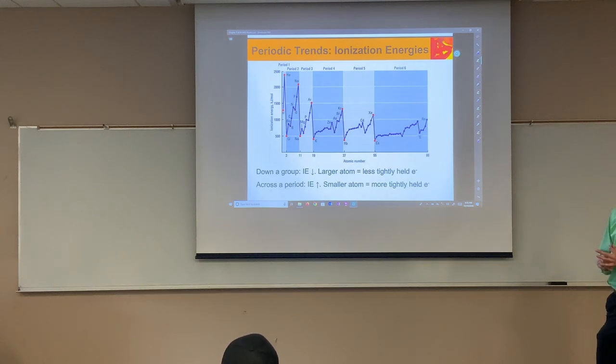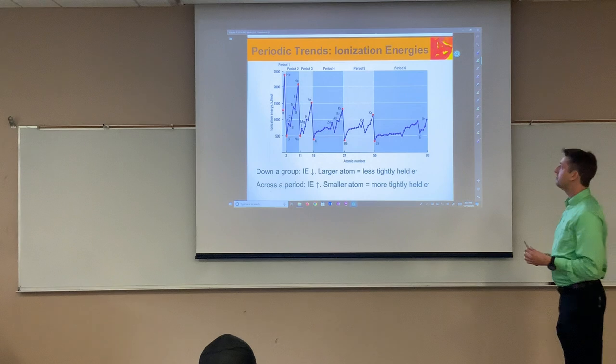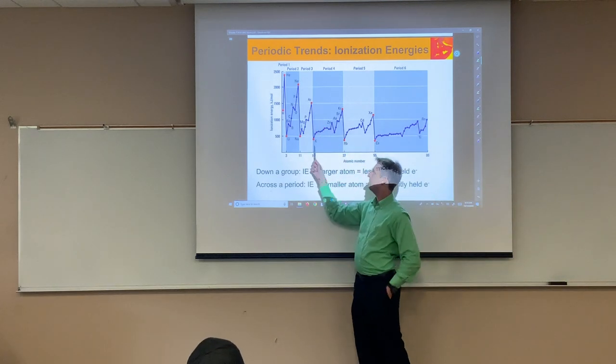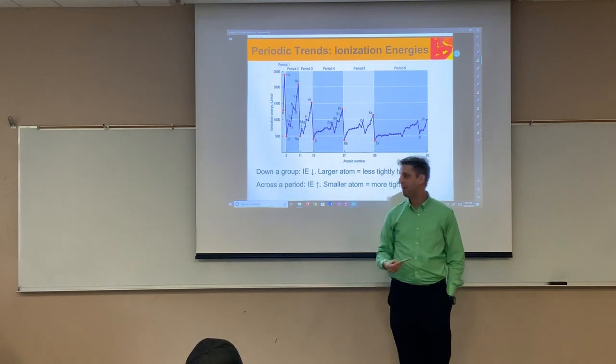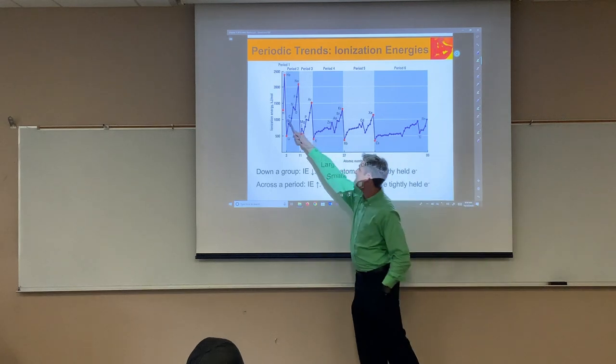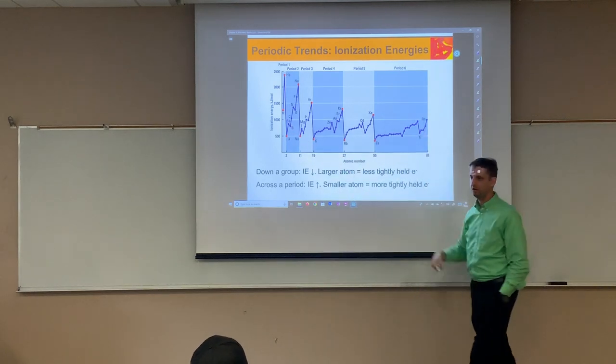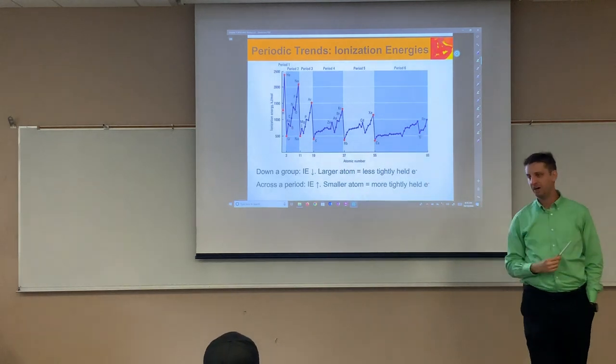Sorry, I still don't understand. Why are those... Oh, the dips are occurring as it jumps from a noble gas to the other side? From here to here? Yes. This is just, starting with hydrogen all the way through radon, we're just walking our way through the periodic table.